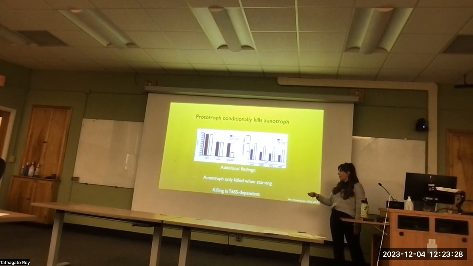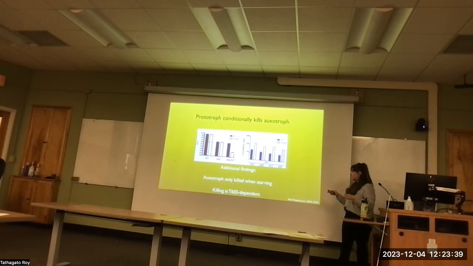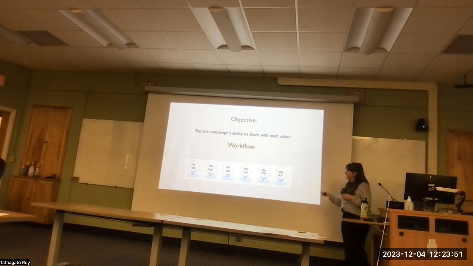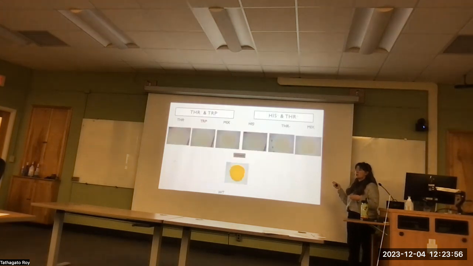Since the auxotroph is starving, it is unable to make the immunity for the toxin for the type 6 secretion system, and therefore it ends up dead. So my objective was to test whether these auxotrophs are able to share with each other. So we plated them pairwise to see who would help who. Out of all of these different pairings, only 2 really showed some promise.